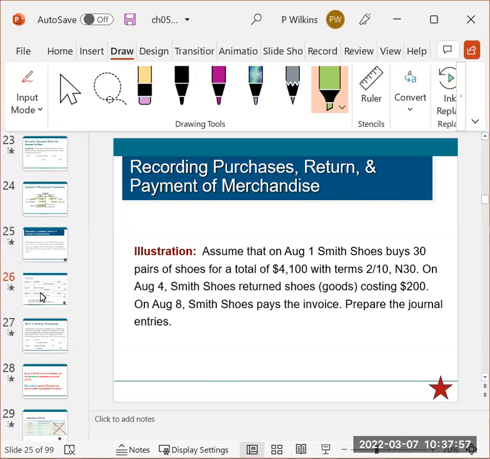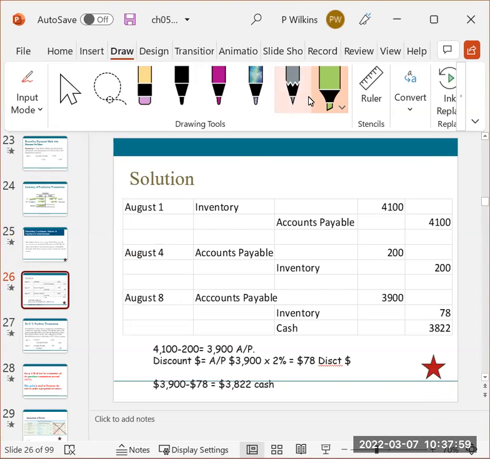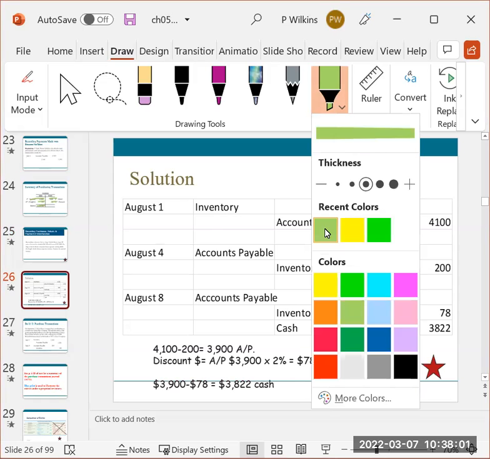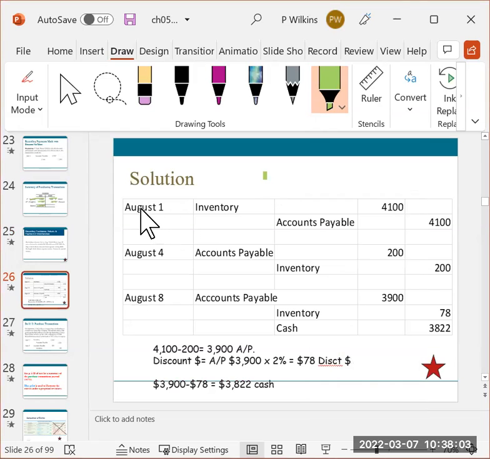So they made a purchase, right? What did they get? They got inventory. How much did the inventory cost? It was $4,100, right? So on August 1, they're going to debit inventory $4,100, and they're going to credit accounts payable $4,100, because they're buying it with terms, which means they're buying it on account, okay?